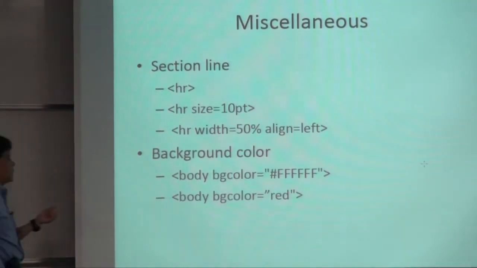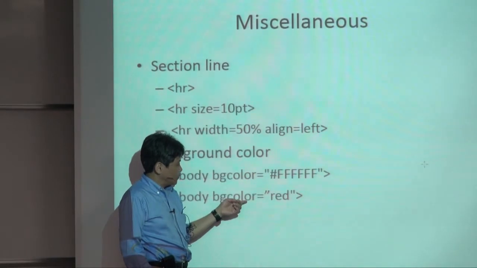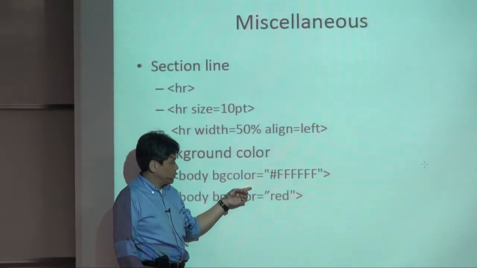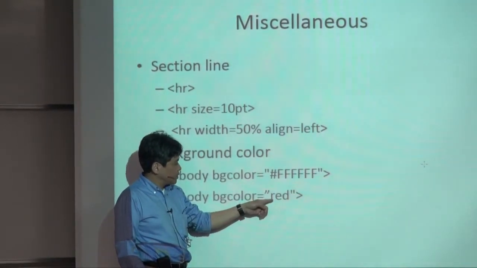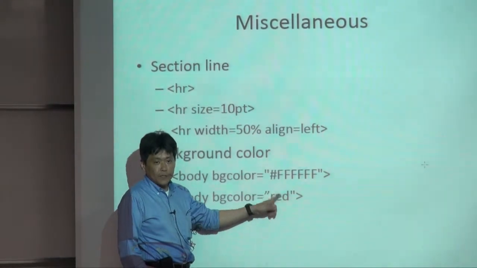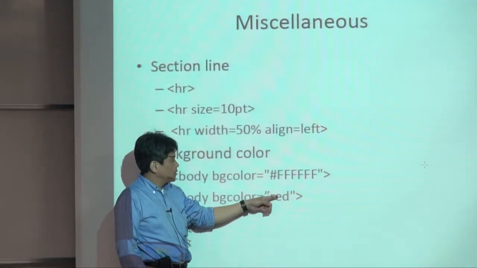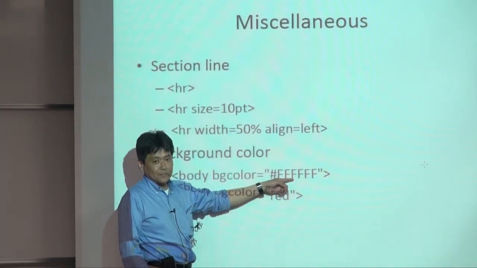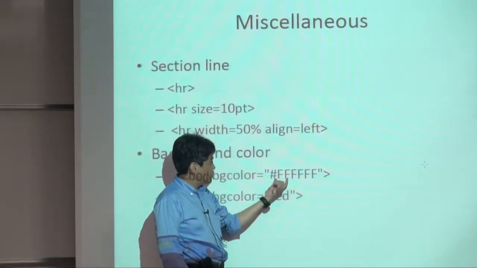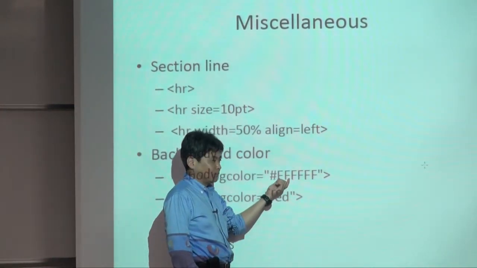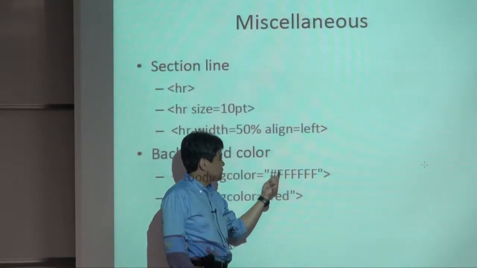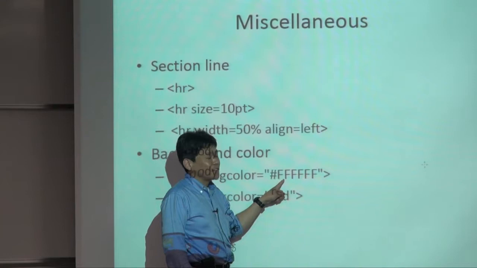So there are two types of specification for colors, background colors. One is you can directly specify the color name, red or white or black. And also you can specify numeric values. Okay. So this is hexadecimal. So in this case, F means 15.